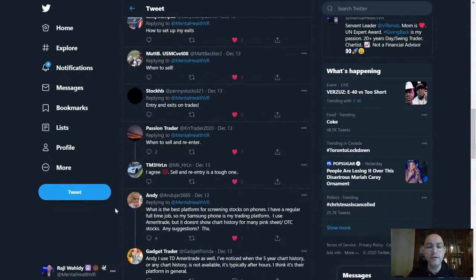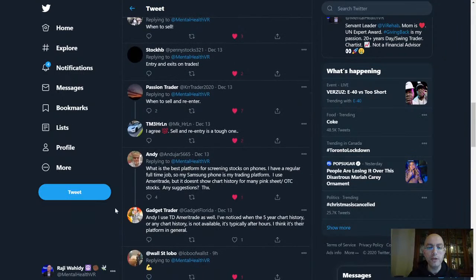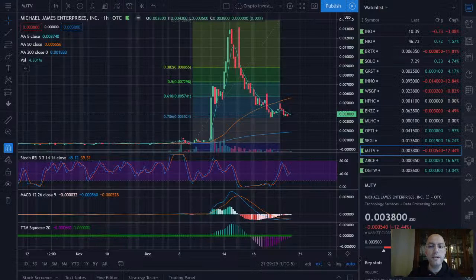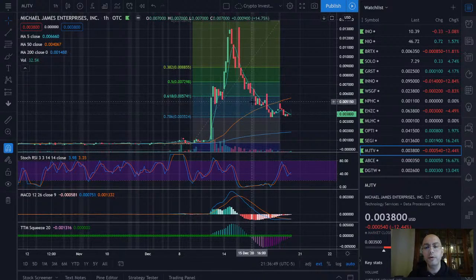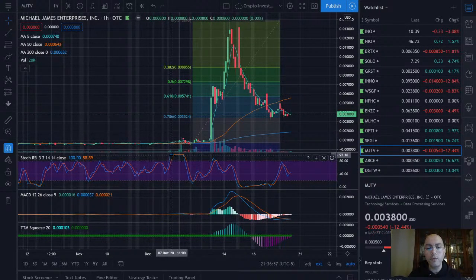Entry and exit on trades, again, same thing. When to sell and re-enter, actually. It's a great question. I think I'm just going to touch base on it pretty quickly. When to sell, I always personally sell when I see the chart reversal, okay? So when, for example, you're over here, and I see it actually dropping below the signal, I sell.